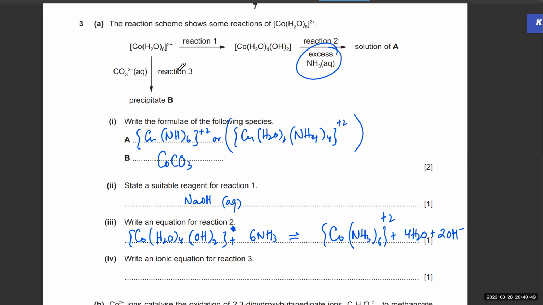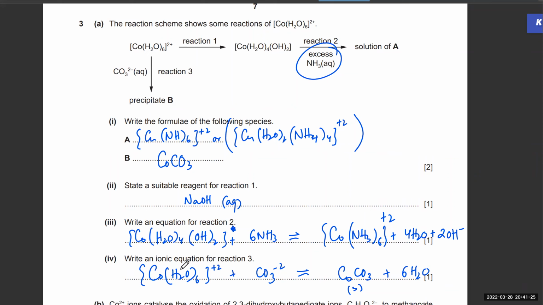And the equation for reaction number 3 is going to be cobalt with 6 water molecules, and it has a charge of +2. It attracts the carbonate ion, and cobalt carbonate is going to be formed. That's going to be a solid, and the 6 water molecules. Now remember, once carbonate joins in, the overall thing becomes neutral. When it's neutral, it no longer attracts water molecules.